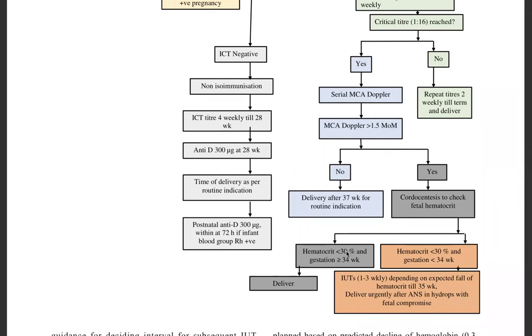If the fetal hematocrit is less than 34% and the gestational age is more than 34 weeks, you have to deliver. If it is less than 34 weeks, then we have to do intrauterine transfusions. IUTs we have to give the baby. We have to maintain the hematocrit till 35 weeks. And after 34 weeks, we can give antenatal steroids and deliver. Anytime the baby develops hydrops, we have to deliver immediately. We have to monitor for hydrops.